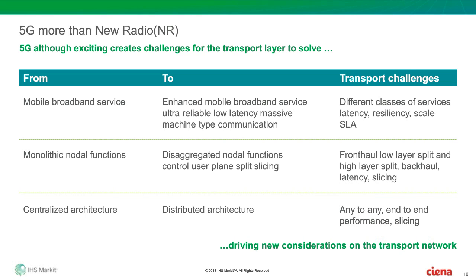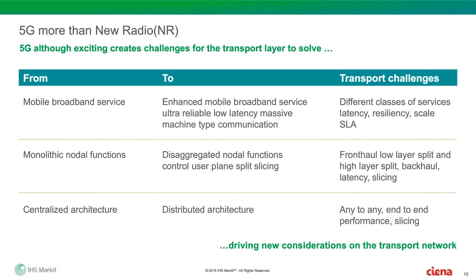Finally, with disaggregation comes virtualization as well, which is referred to as the cloud architecture. So we're moving from a highly centralized architecture, from eNode B going back to the switching center, to a way more distributed architecture where you're going to have different traffic patterns. Where will the content be located, creating any-to-any, end-to-end performance, not only on the radio side, but on the transport side, and also driving the slicing from an end-to-end perspective. All those things bring different considerations when you look at it from a transport perspective.